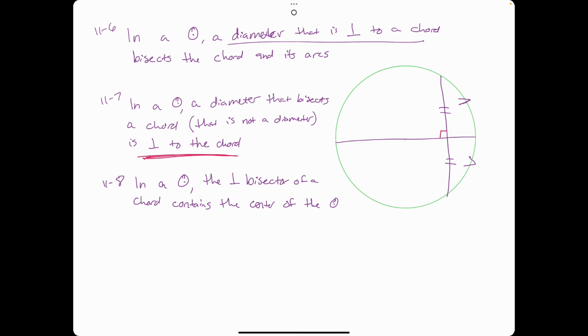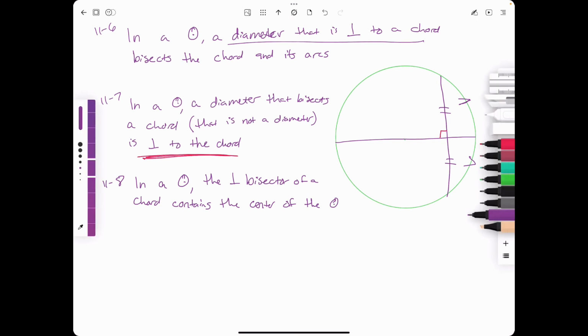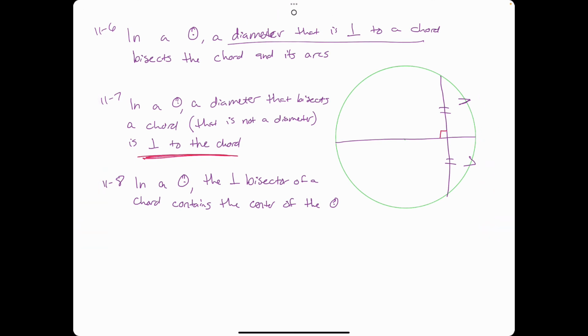So in a circle, the perpendicular bisector of a chord, so it's basically everything we have here. This is the perpendicular bisector of the chord, and it contains the center of the circle right there. So in other words, it has to be a diameter or a radius that's bisecting the chord. If it's a perpendicular bisector, then it's including the center of the circle. Does that make sense?